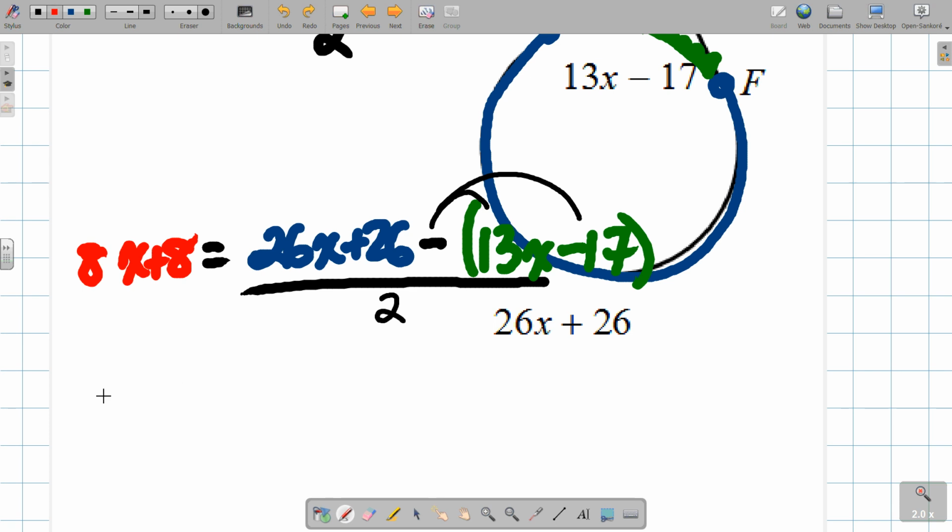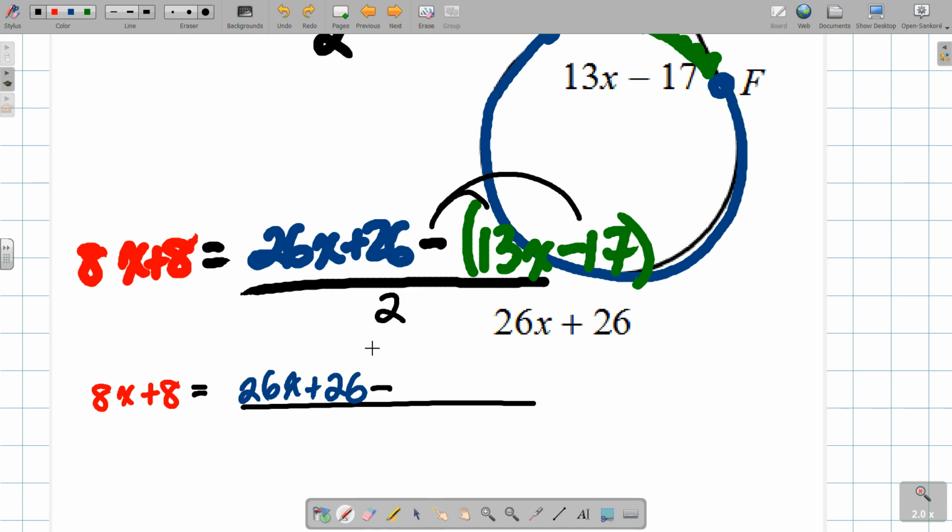The next line is going to read 8x plus 8 equals 26x plus 26 minus 13x. Watch out, double negative makes a positive here, plus 17 over 2. Cross multiply, solve for x, find all possible arcs and angles.